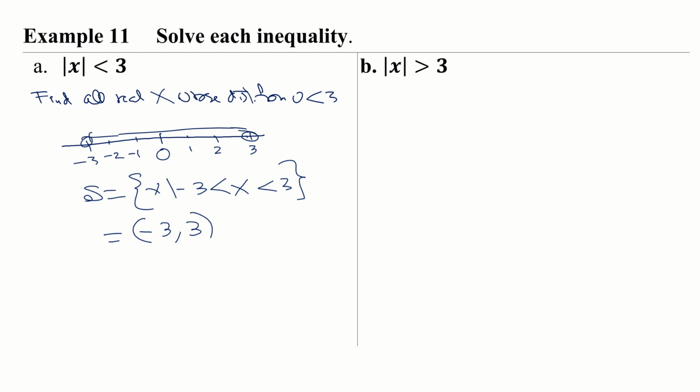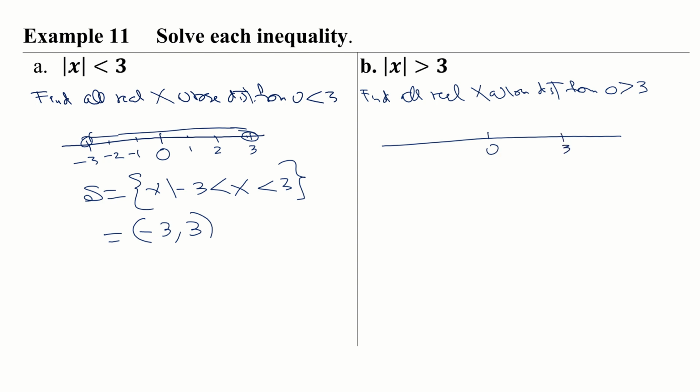Okay, so the same reasoning is going to go into solving this next one. This time, if we're going to interpret it, we want to find all real x whose distance from 0 is greater than 3, right? So here again, we have 0 in the middle, 3 to the right, negative 3 on the left. Now, we know that 3 and negative 3 are exactly 3 units away.